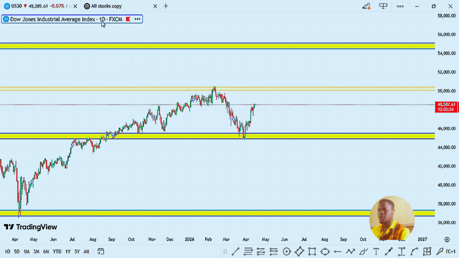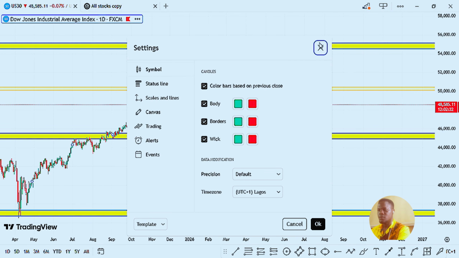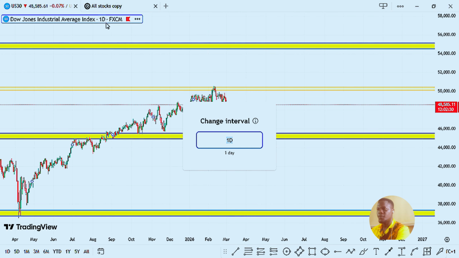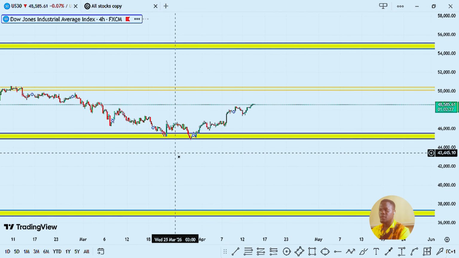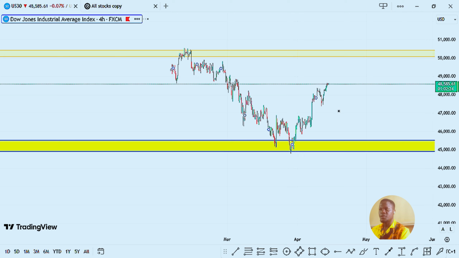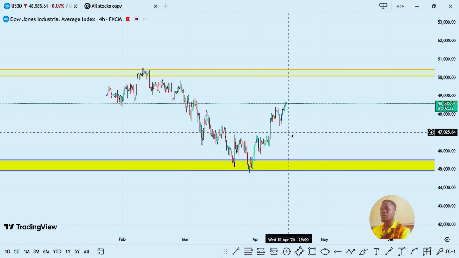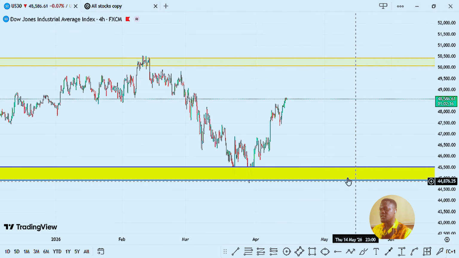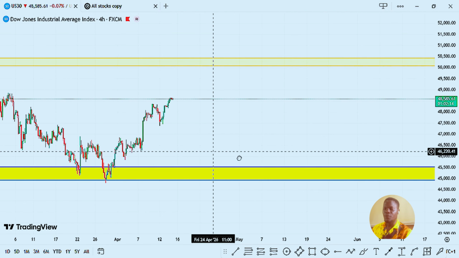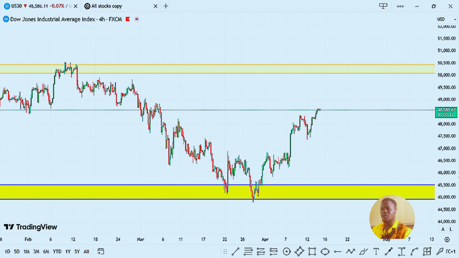This US30, they always respect Fibonacci retracement on higher time frame. So now we have gotten where the direction is going on higher time frame, on monthly and weekly time frame. So what I did was that I started looking for buy trading opportunity only on lower time frame. That is the 4 hours time frame.